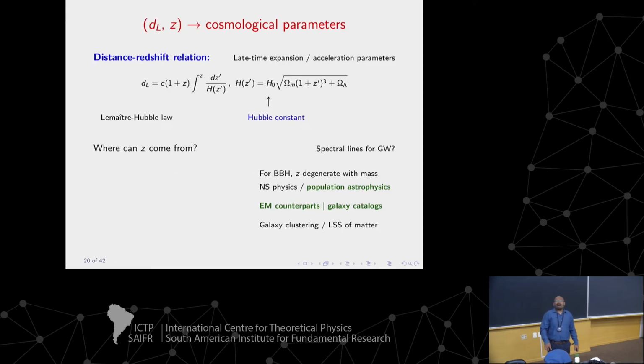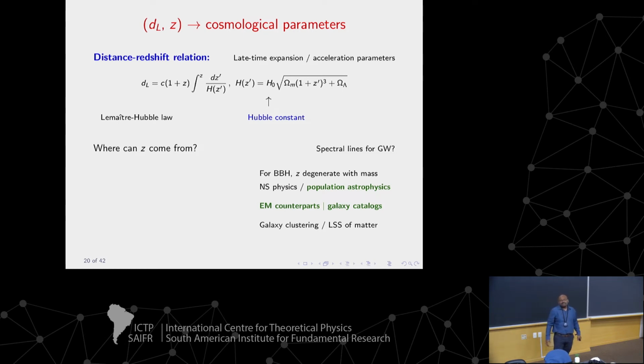For a Hubble constant measurement, or measurement of cosmological parameters in general, along with the distance, we also need a redshift. The question is, where can the redshift come from? We know in electromagnetic astronomy, there are spectral lines, and by redshift, we mean if an object is moving away from us, for example, due to cosmological expansion, the spectral lines are shifted to a lower frequency. We can see how much the spectral lines are shifted, and we can directly read off the redshift.